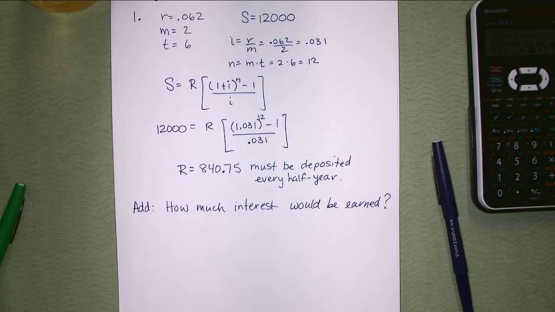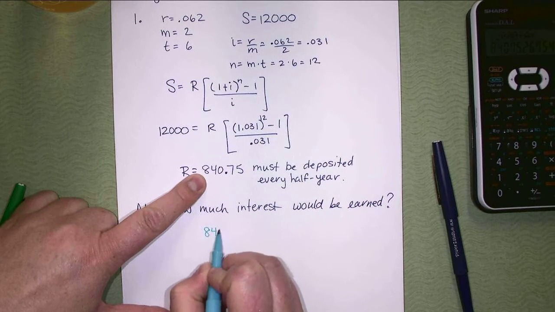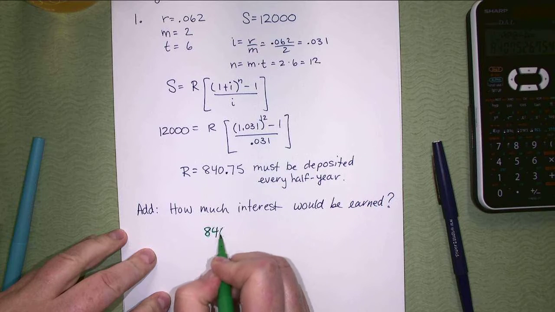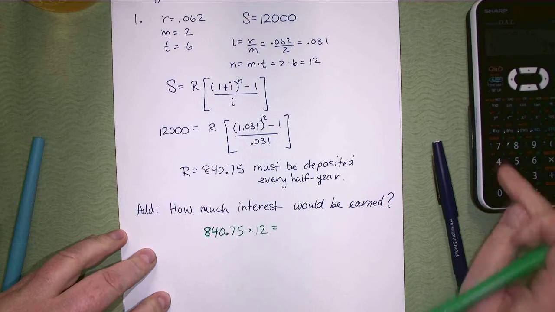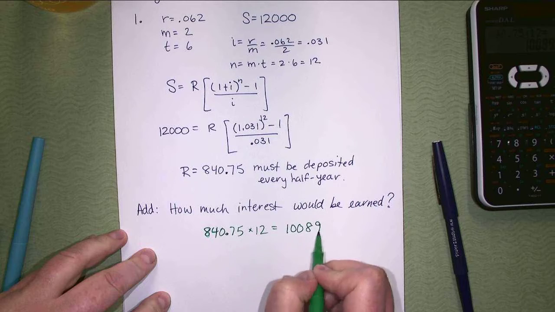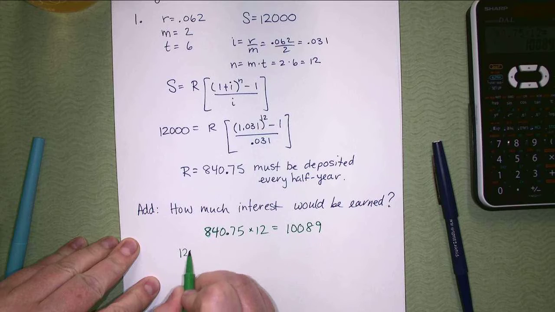So you should have paid less than, not more. If it's a loan, you've paid more. But if you've used the wrong formula, then it would work out backwards. So how much did this person deposit? 840. How many times? 12 times, right? That's the N. 840.75 times 12. Okay, so, and then the 12,000 was in the account.